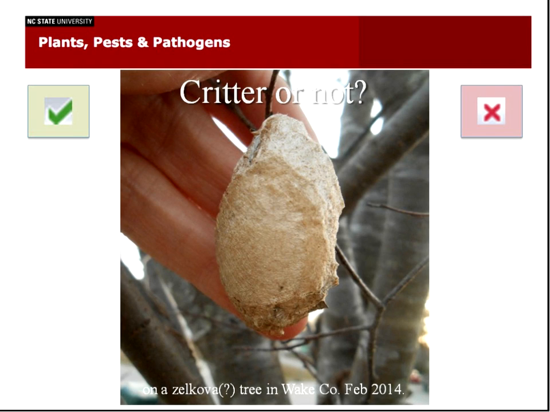All right. Hope everyone can hear me. Good morning to all. This particular object or material was found on the branch of a street tree, a yard tree, possibly a zelkova, in Wake County just this past weekend. What do you think, critter or not?